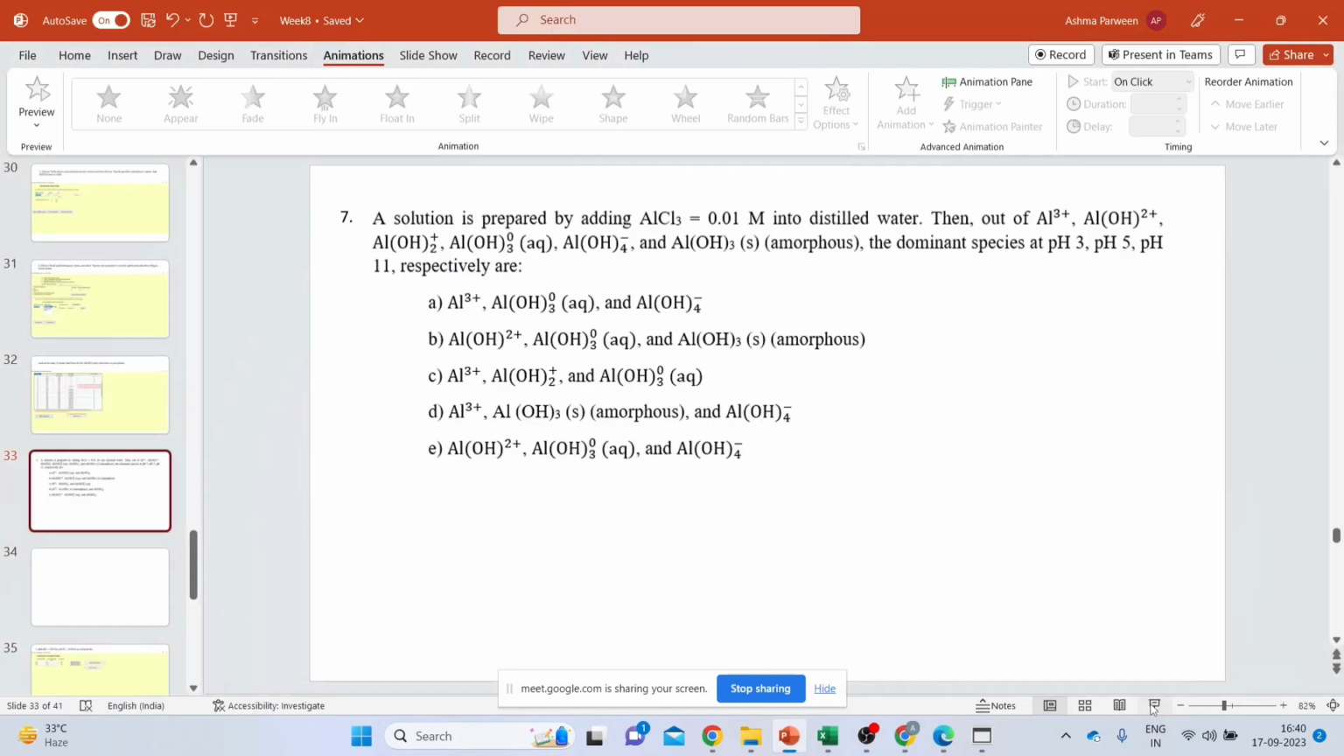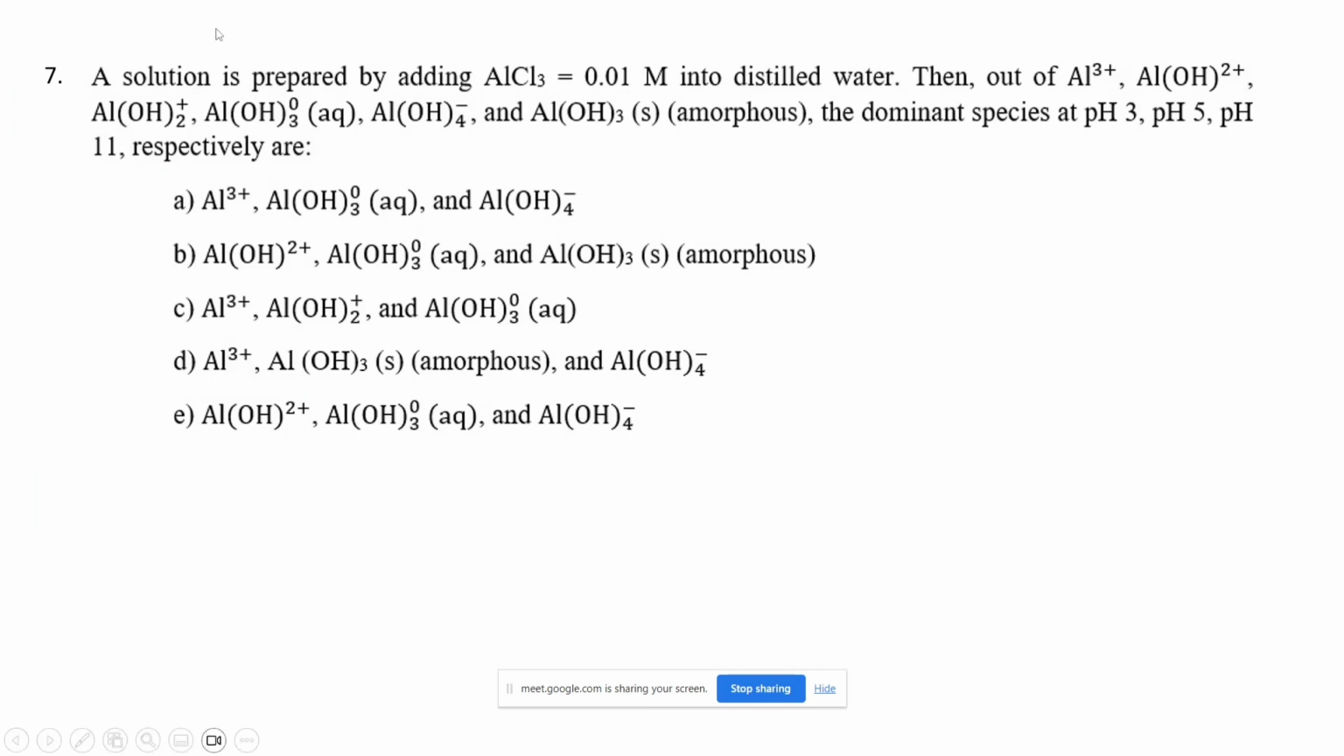So we have to find out what is the dominant species at pH 3. At pH 3, Al3+ is the dominant species. Next, at pH 5, Al(OH)3 solid, that is the amorphous form of aluminium hydroxide, was the dominant species, and at pH 11, Al(OH)4- was the dominant species. So I think for 7, option D is the correct option.